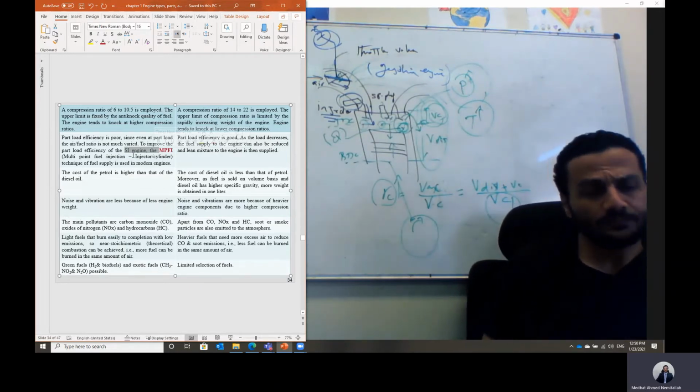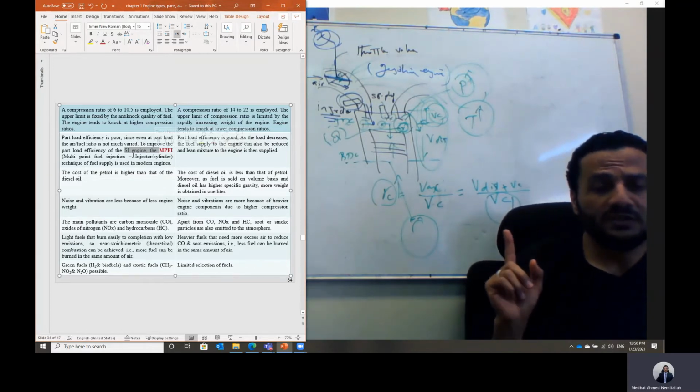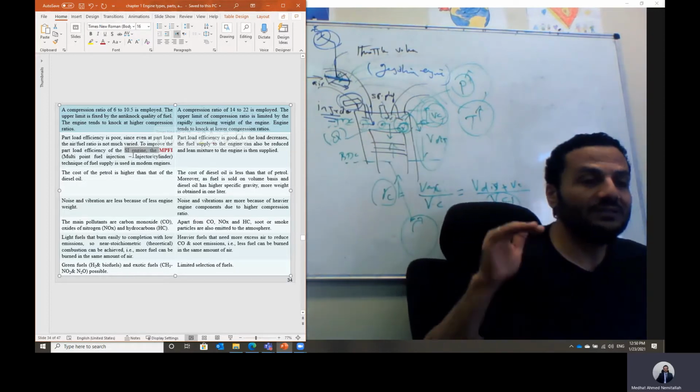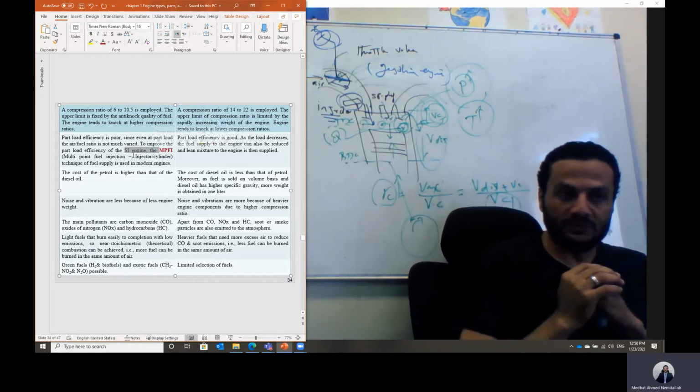And this results in bad fuel economy at part load, because we have only a single fuel injector that delivers the fuel to all cylinders, and it keeps the fuel-to-air ratio fixed. It does not change with the load.